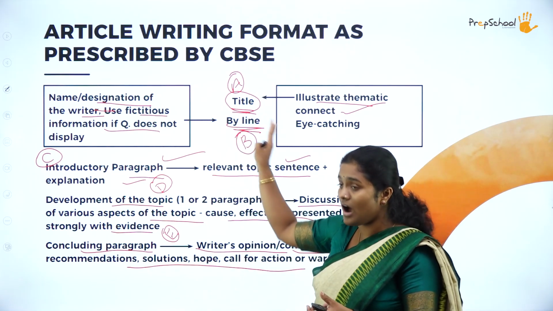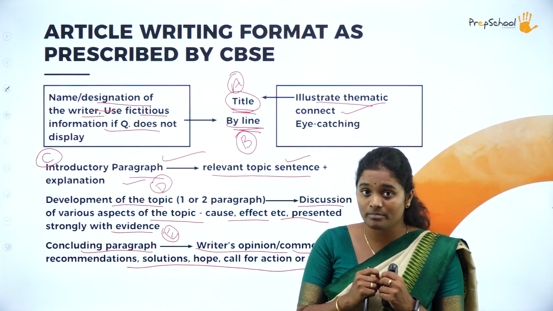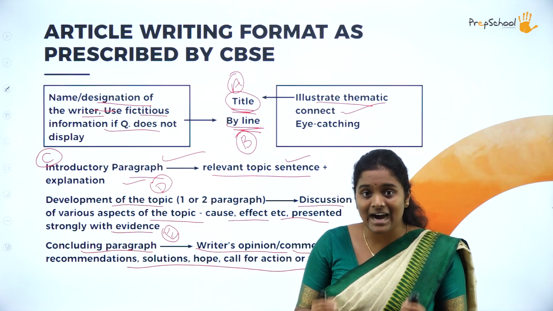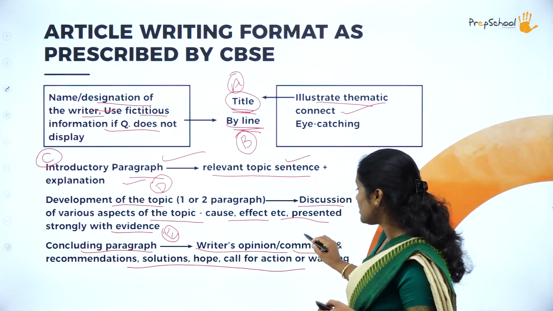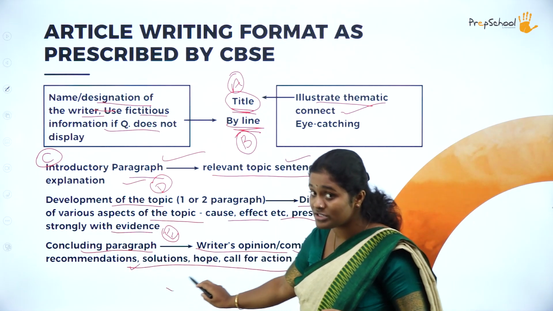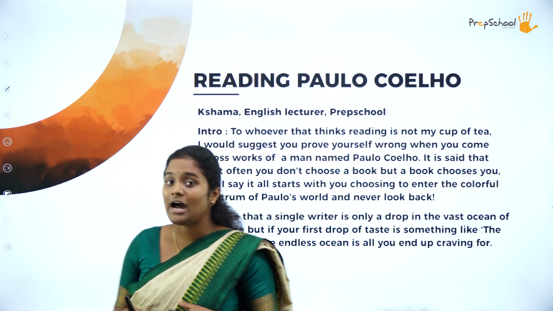What was this entire article about? And at the end, there is scope for, note it down. Only in the article, there's scope for writer's opinion and comments, recommendations, solutions about the topic. Next up, let's see one such article, okay?